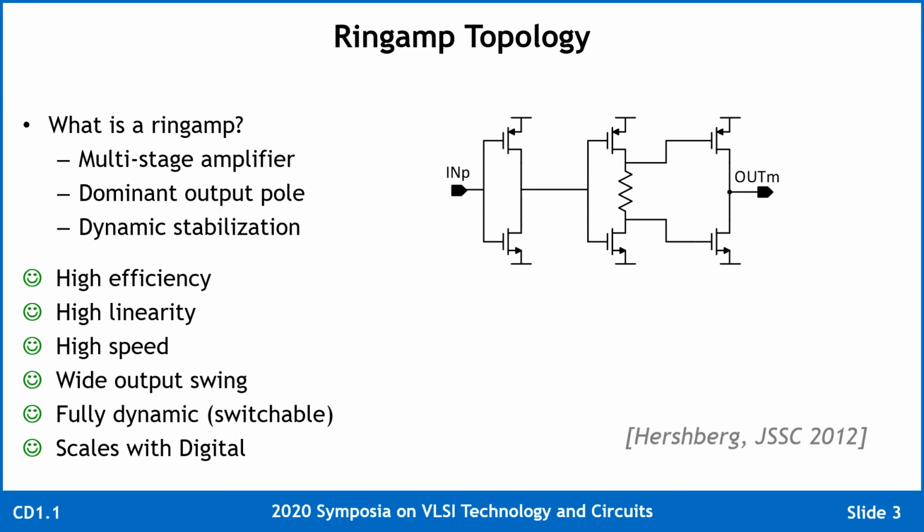Many people are somewhat familiar with, or at least have heard of, what is a Ringamp or ring amplifier. But to briefly answer this question, what is a Ringamp? It's ultimately a multi-stage inverter-based amplifier that's stabilized with a dominant output pole formed by the load capacitance. It uses dynamic large signal transient stabilization mechanisms to enhance performance and efficiency. Benefits of the ring amplifier are high efficiency, high linearity, high speed, wide output swing, fully dynamic switchable or duty cyclable operation, and performance that scales inherently with digital CMOS.